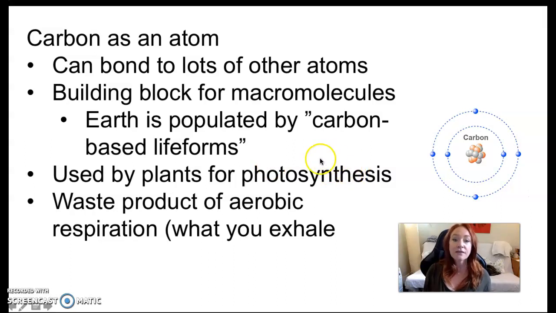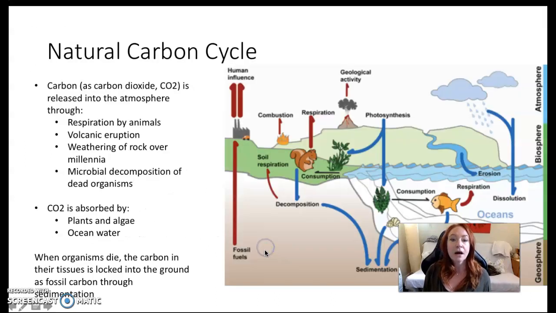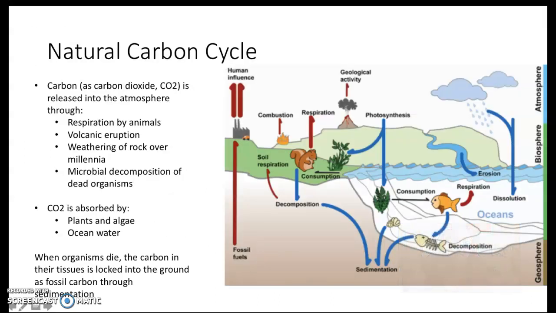Okay? In the environment, in living things, carbon dioxide is used by plants for photosynthesis, and it is a waste product of aerobic respiration. It's what you exhale. Okay. All right. So what does carbon dioxide look like in the environment? Carbon in the environment, again, we mostly refer to it as being atmospheric carbon dioxide when it cycles through the environment. It is released into the atmosphere in a few different ways.